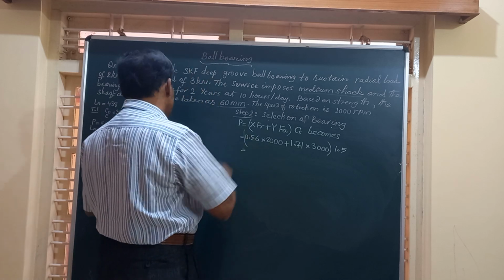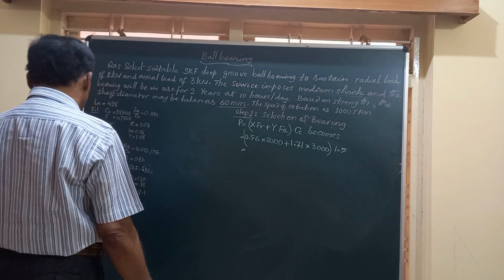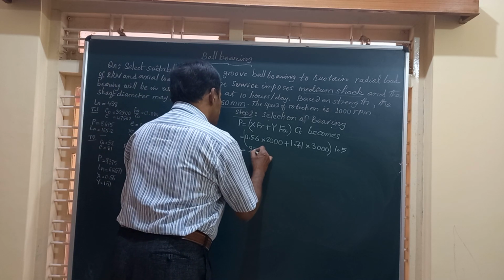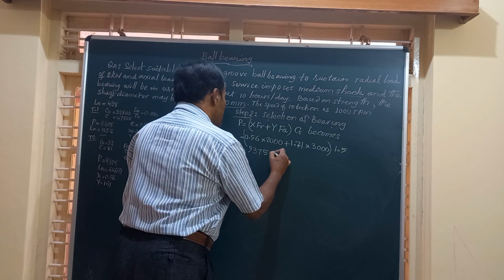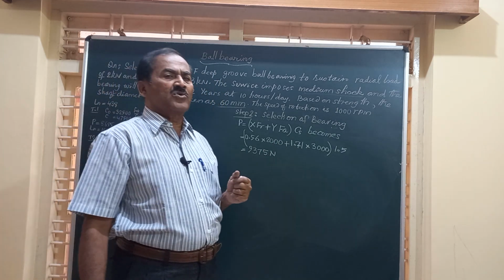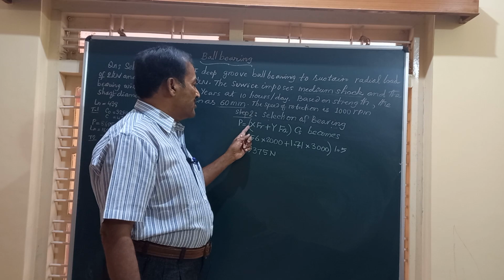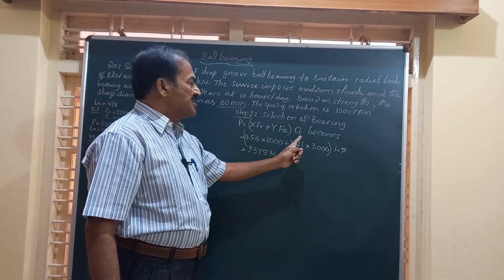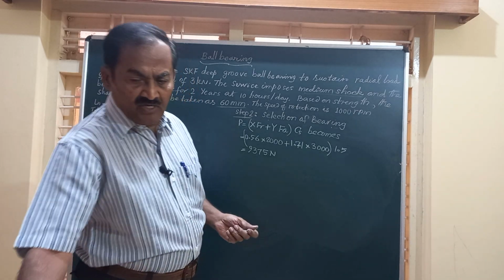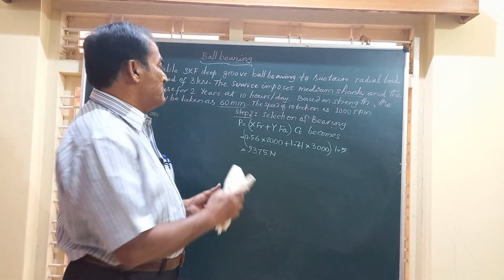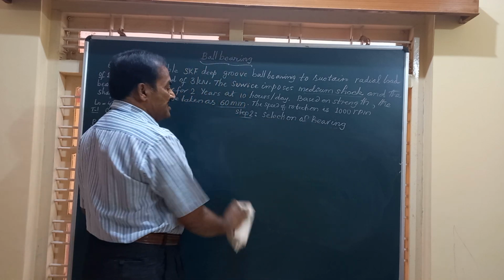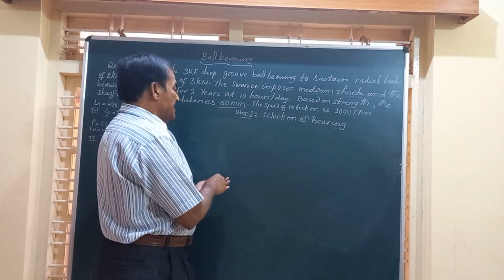This, friends, on simplification works out to 9375 Newton. It's a load. So this much of load, the equivalent load P, you get including this service condition. Now friends, finally we will substitute in the formula Ln is equal to C by P to the power of 3 and find out what is Ln.